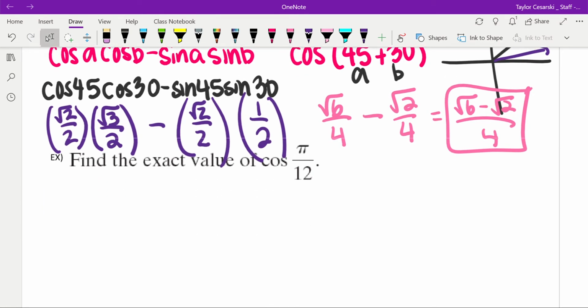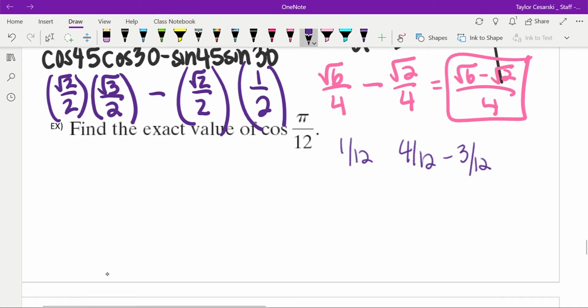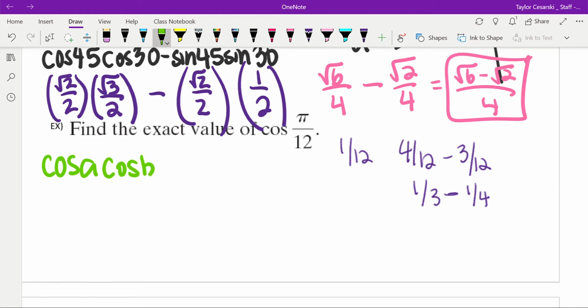All right, next I'm given one in radians, so pi over 12. So I have to think about how I can break that up. So think about it as like 1/12. So this one's obviously going to have to be a subtraction one. So I'm going to think about it as 4/12 minus 3/12. Well, 4/12 is just 1/3, and 3/12 is 1/4. So I'm going to be using the same angles, pi over 3 and pi over 4, but this time I'm subtracting with them. So this time my formula is going to be cosine of A, cosine of B, plus sine of A, sine of B.